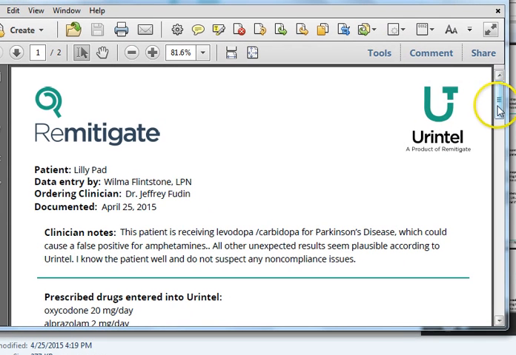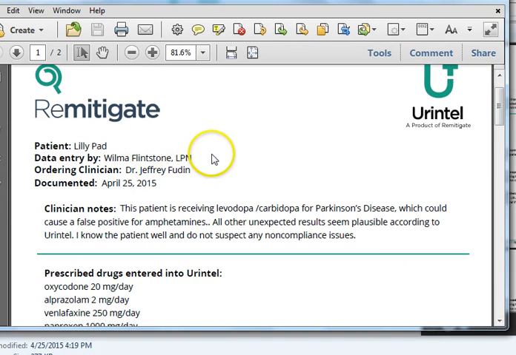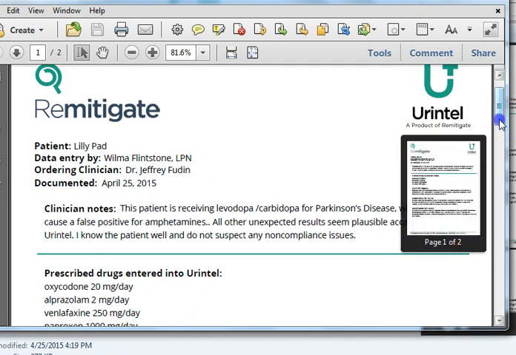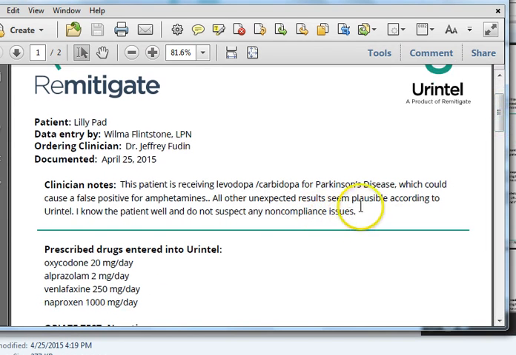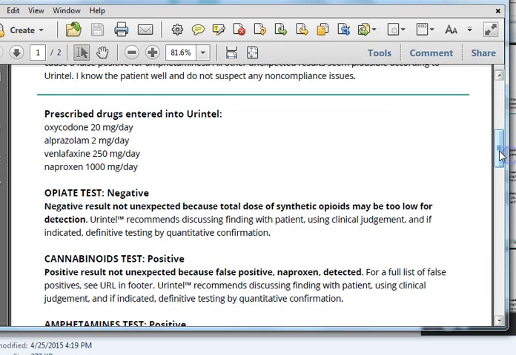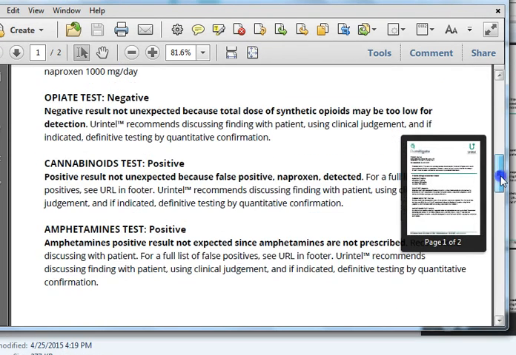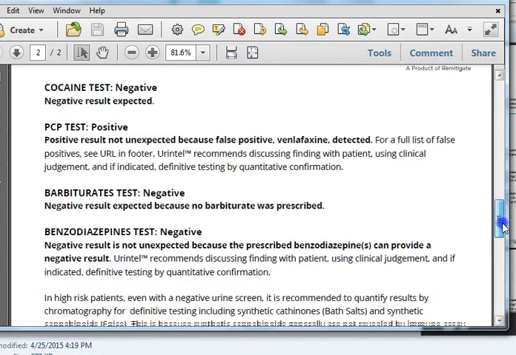And you can see that the Urintel logo is on top. Where the patient was Lily Cad, the data entry was done by Wilma Flintstone. And the clinician notes are listed here. Parkinson's disease, which could cause a false positive for amphetamines because of the levodopa carbidopa. Down here it lists the drugs, and then we've nicely bolded all of the initial outcomes and the results and what we recommend for this particular patient.